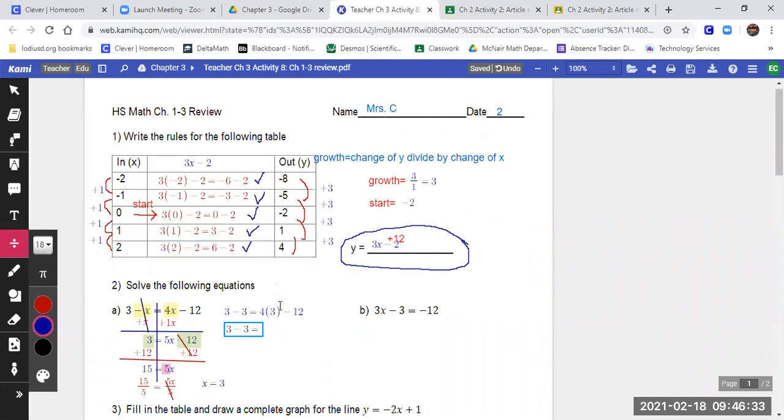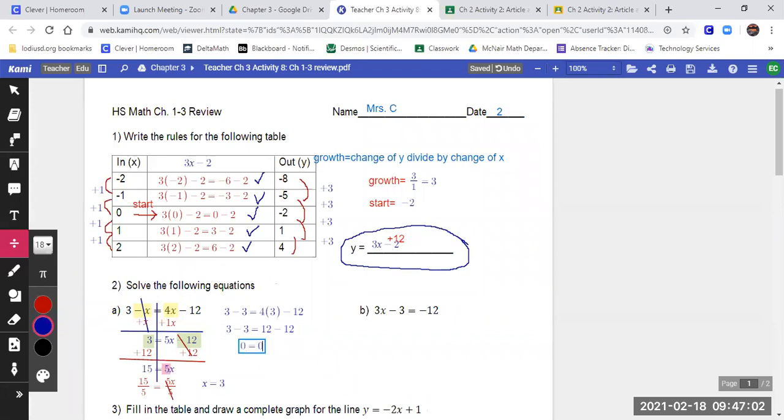I'm doing this 4 times 3 right now. What is 4 times 3? 12. And I notice both sides are going to turn into what? 3 minus 3 and 12 minus 12 become what?